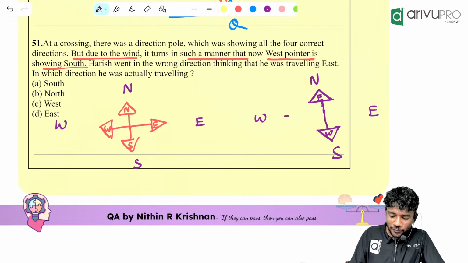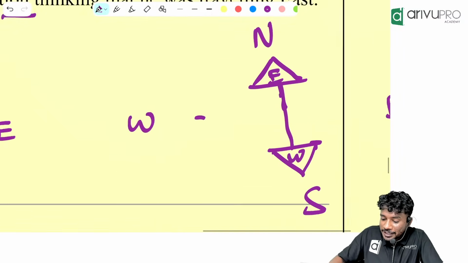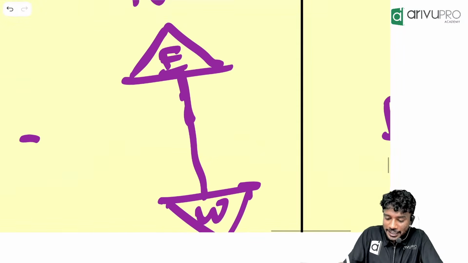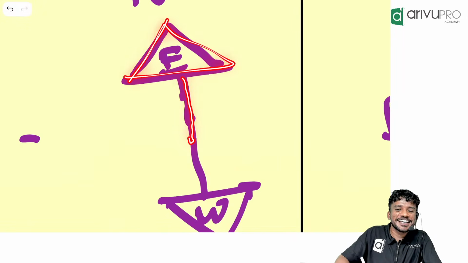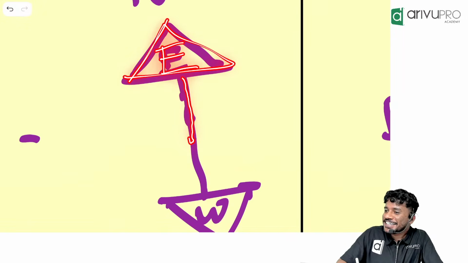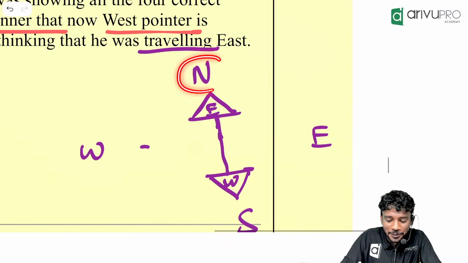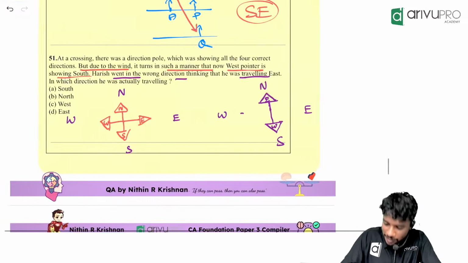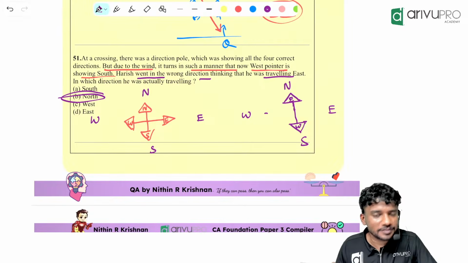Now, people, what is the next one? Okay, now a funny question, it's already done. You don't need to draw everything. Look here. Harish went in the wrong direction thinking that he was traveling east. Now people, think about our Harish. He was singing the song. Yes, he was traveling in which direction? East direction. But was he actually moving in the east direction? No, he was moving in which direction? North direction. So which is the answer, people? Option B is your answer.